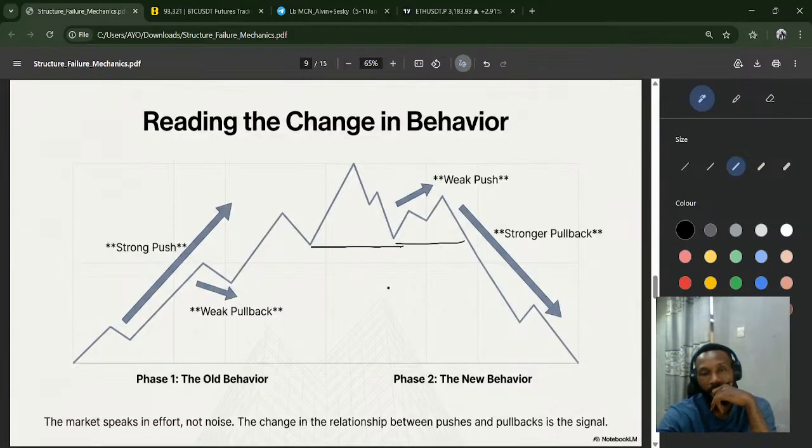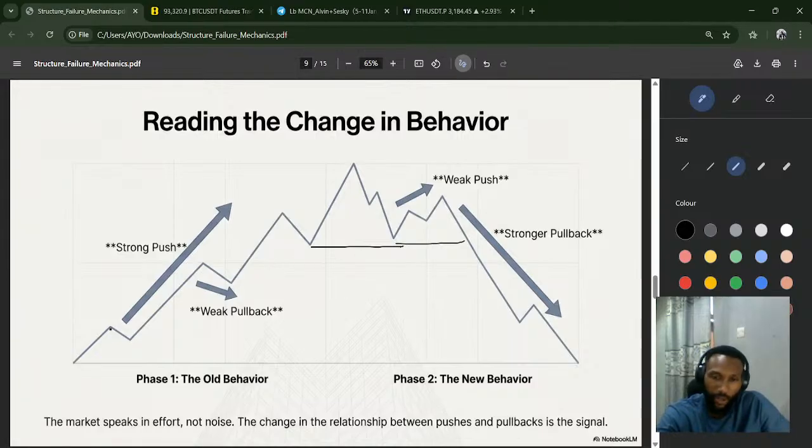Okay, it pushes down past the previous low, with a stronger pullback. This is when you know that this is a new behavior and the trend is changing. Phase one is the old behavior, phase two is the new behavior. This diagram is self-explanatory. The market speaks in effort, not noise. The change in the relationship between pushes and pullbacks is the signal. All right, just study the diagram basically.